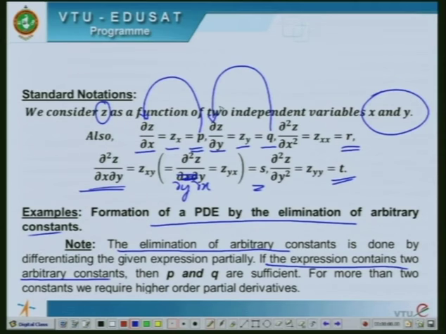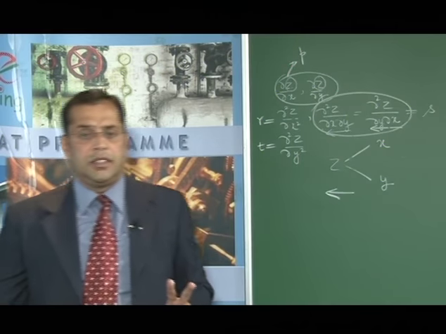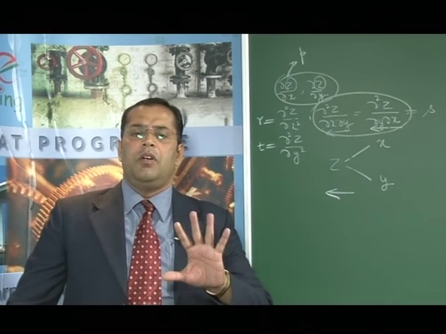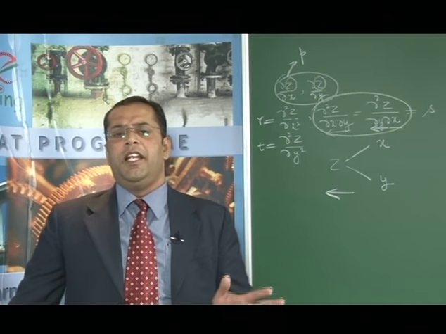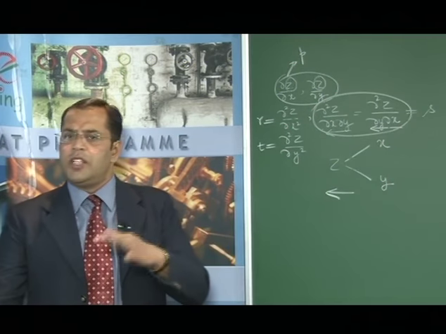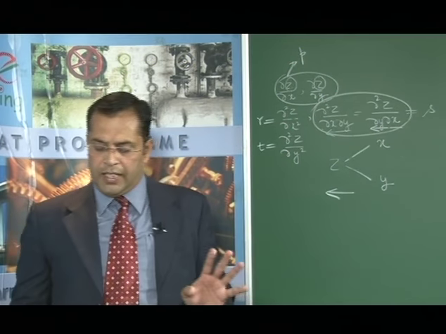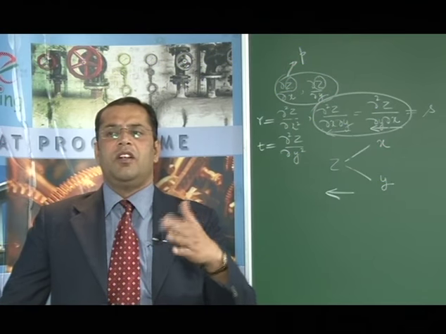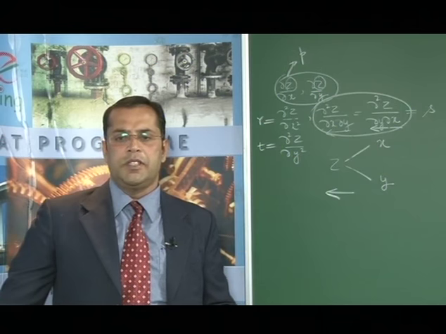So, if the equation contains 2 arbitrary constants, you should get a PDE of order 1, and almost all PDEs of order 1 will contain both p and q. If it has p, it also has q. Whereas, for more than 2 constants, we require higher order partial derivatives. We will precisely find out what is the order later in our examples.